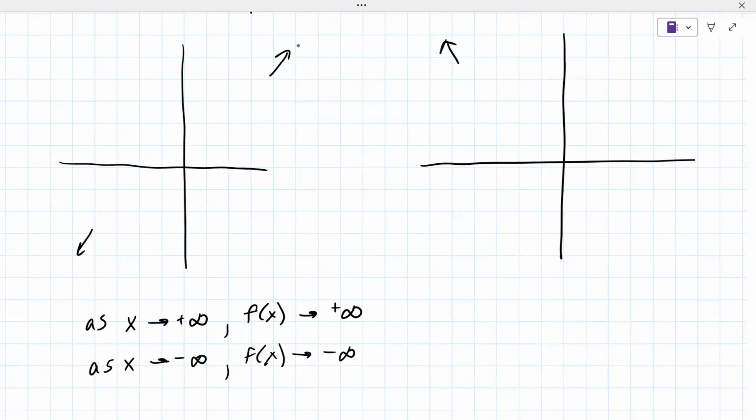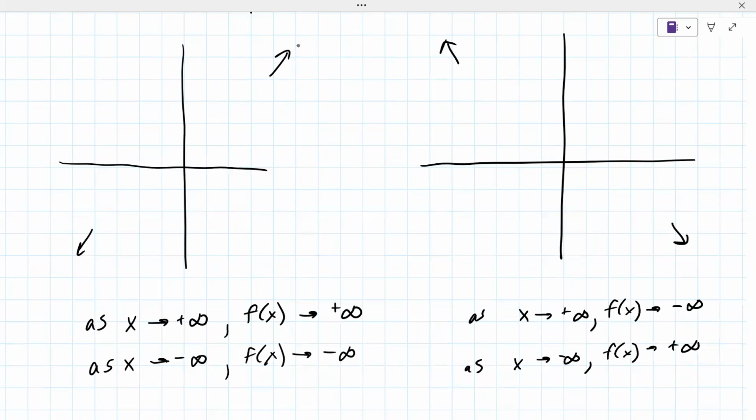And if it starts high and ends low, as x goes to positive infinity, to the right forever, f of x goes to negative infinity. As x goes to negative infinity, to the left forever, f of x goes to positive infinity.